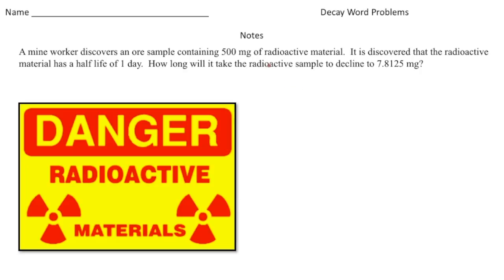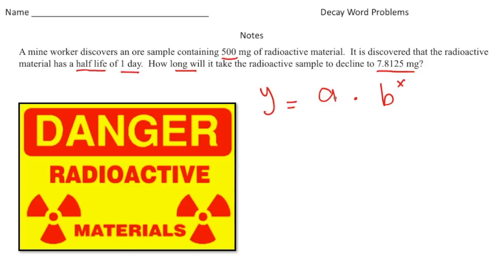Alright, so let's underline the key information here. So we know we're starting with 500 milligrams. We know that there's a half-life of 1 day. And the question is, how long will it be until the radioactive material declines to this amount? Alright, so let's write down our equation. So it's going to be y equals a times b to the x.